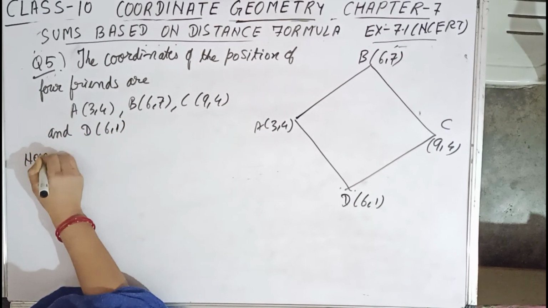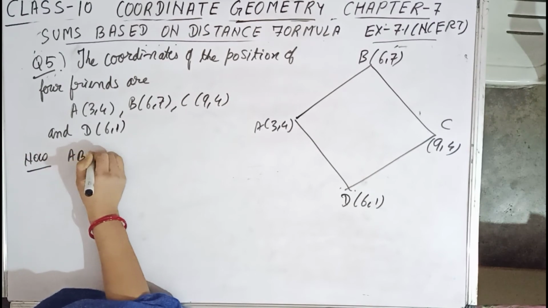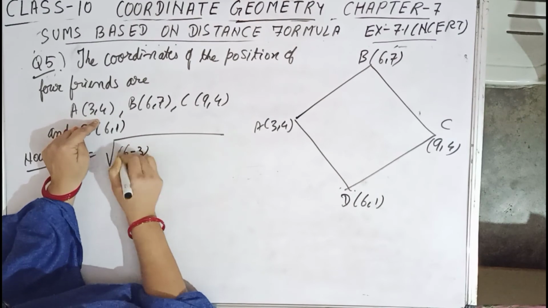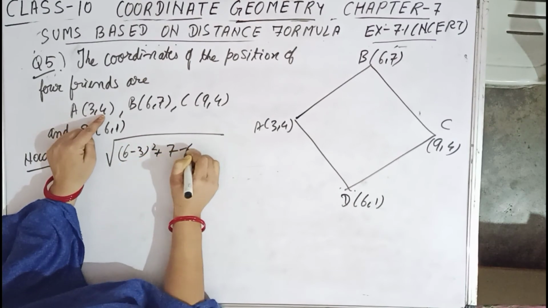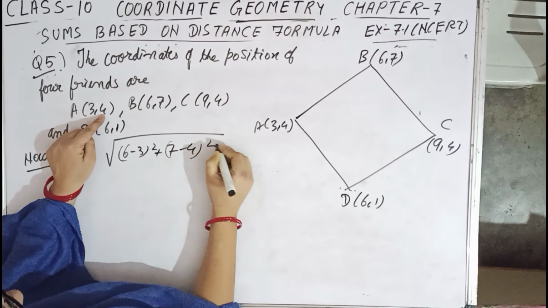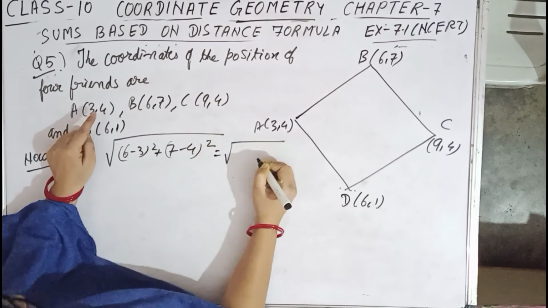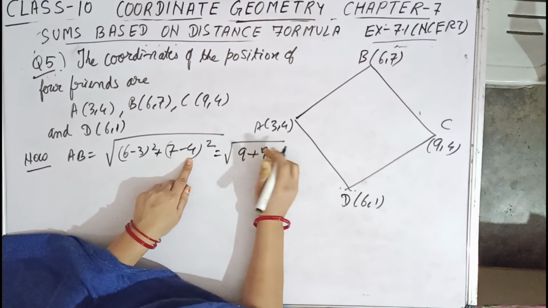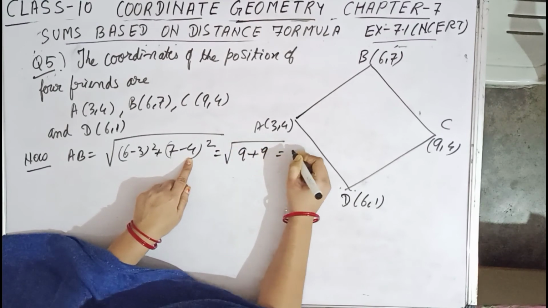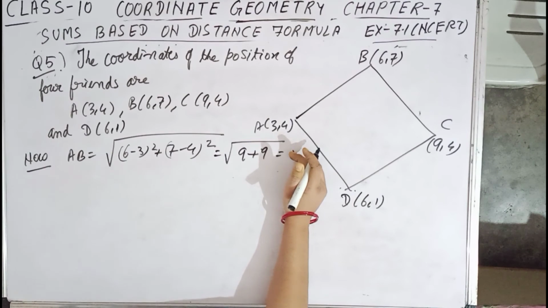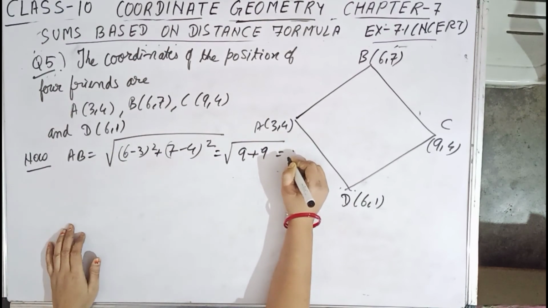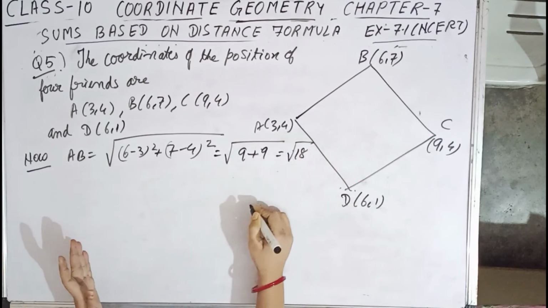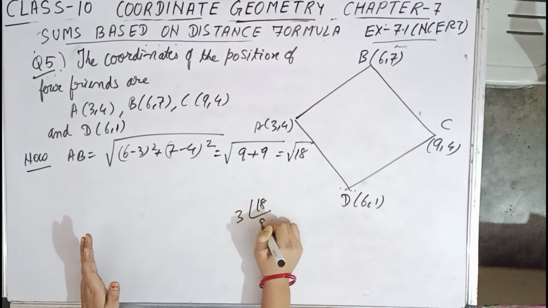Now AB equals under root of (6 minus 3) whole square plus (7 minus 4) whole square, equals under root of 3 square is 9 and 3 square is 9. So this will be equal to 18, and that is under root of 18. Let me write under root of 18, because if we want to split, we can split over here.